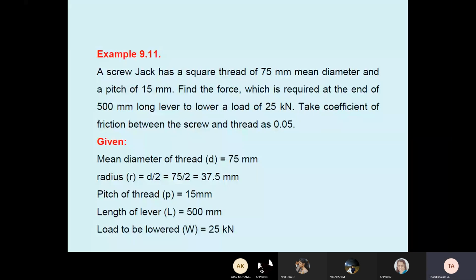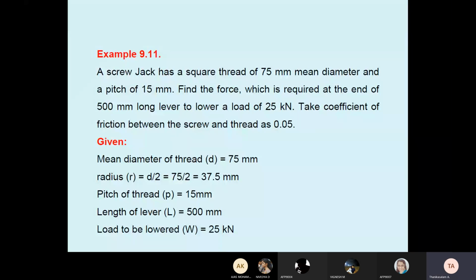Yes, sir. A screw jack has a square thread of 75 mm mean diameter and a pitch of 15 mm. Find the force which is required at the end of 500 mm long lever to lower a load of 25 kilonewton. Take coefficient of friction between the screw and thread as 0.05.